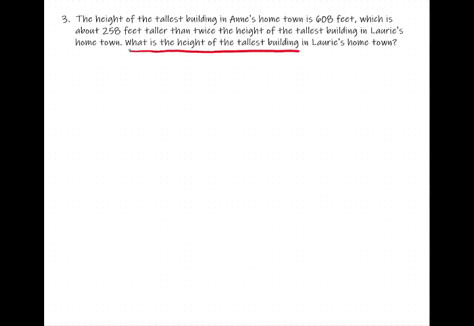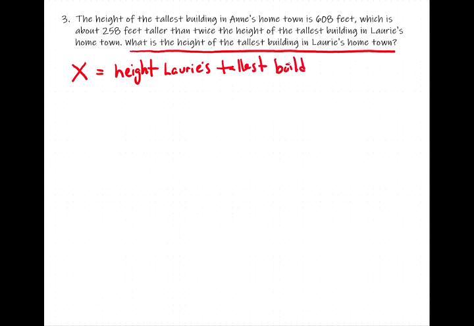Okay, so again, the last sentence of the problem is presenting us with the question. What is the height of the tallest building in Laurie's hometown? We know it's a number, we just don't know what that number is, so we're giving it the symbol x. So I'll say x represents the height of Laurie's tallest building. I mean, it's not Laurie's building, it's in her hometown, but you don't have to use so many words. Okay, so now that we know what we're looking for and have given it a symbol, the height of the tallest building in Laurie's hometown, now we can talk about translating the problem.